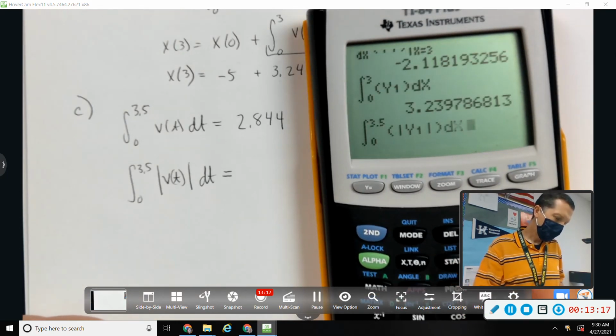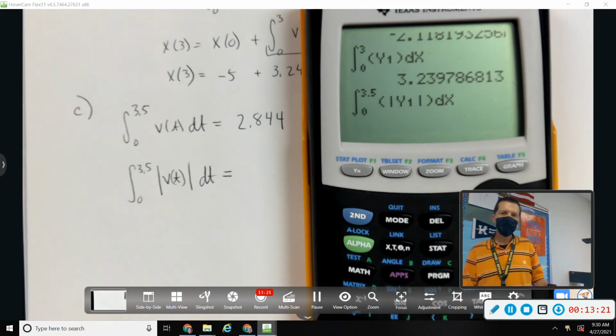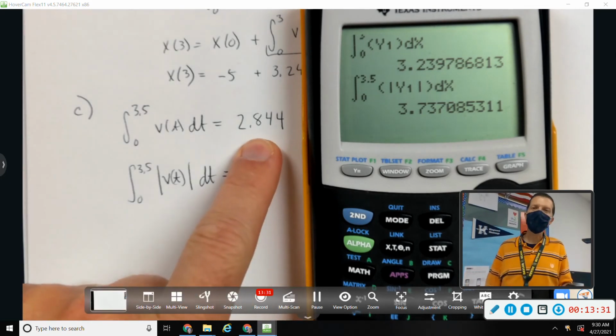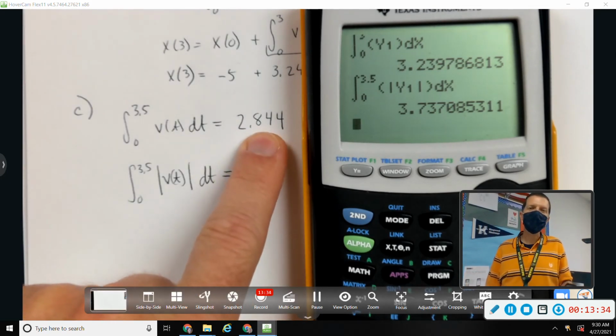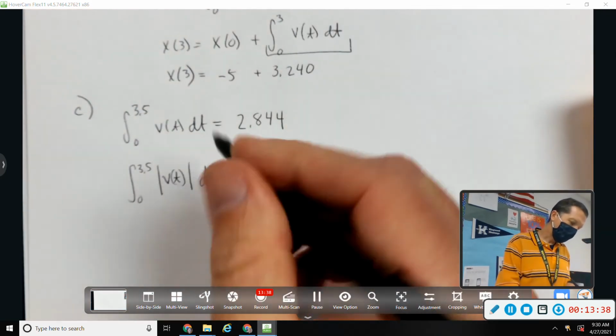y1 dx. You really have to think on that one for a little bit. The first one should be 0 to 3.5, not 0 to 3. You're right, except that was from the previous problem. So this one's correct. So 3.737.